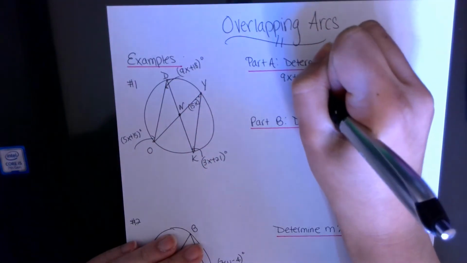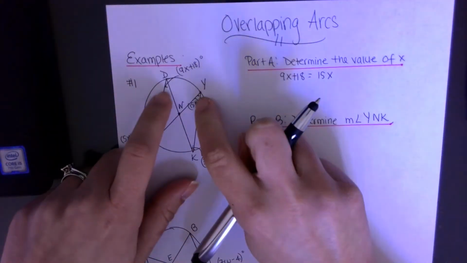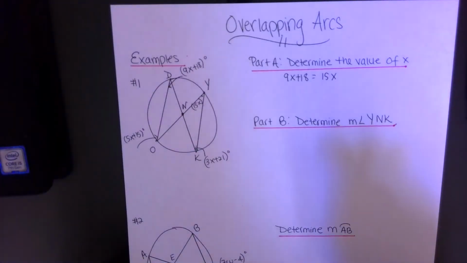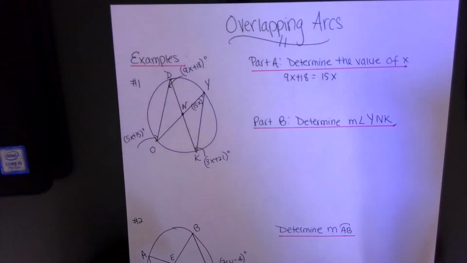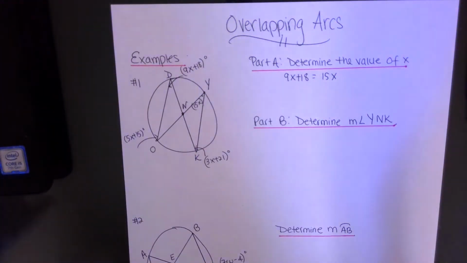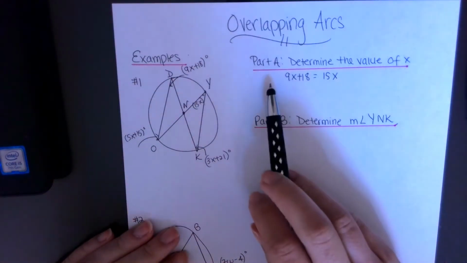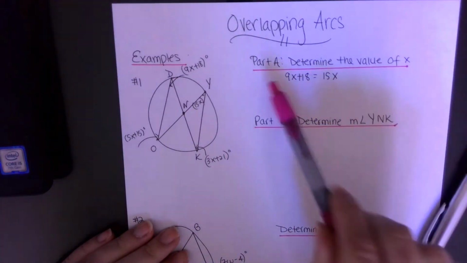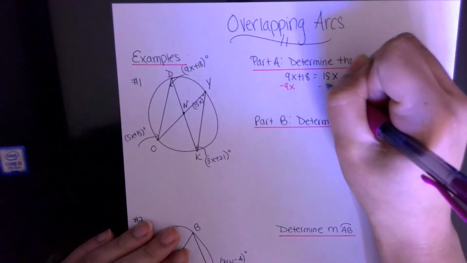9x plus 18 equals 15x, because these two angles are congruent, like it said over here for overlapping arcs. Okay, so I'm going to solve for my variable x. I see x on one side of the equation, and I see x on the other side. I don't want different forms of x. I want all the x's together. So I'm going to move the small one over. This is a positive 9x, and that's a 15x. So I'm going to move the 9x over. Whenever I move something to the other side, I will do the opposite operation. So I'm going to subtract 9x.